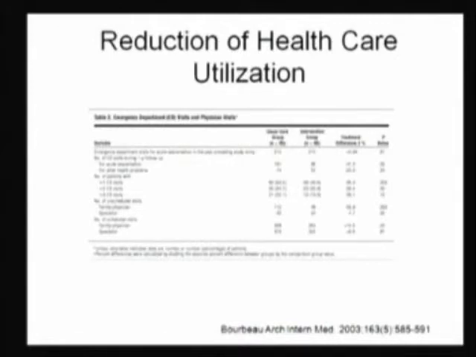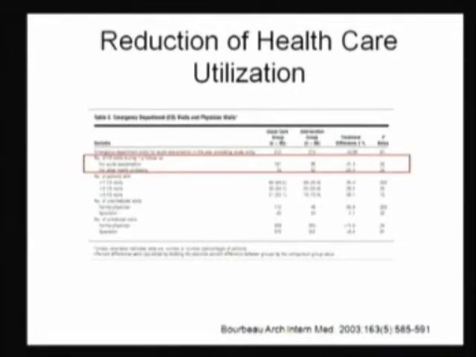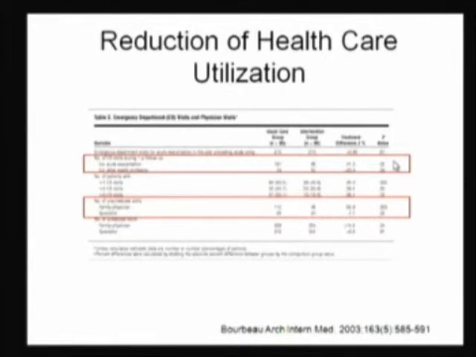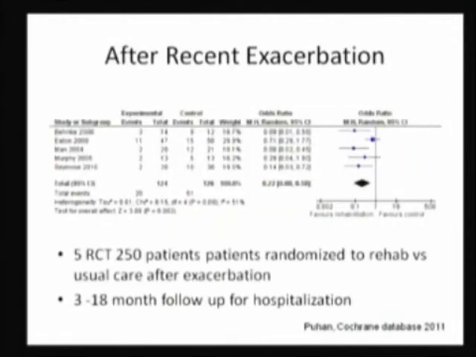The same study shows a more general reduction in healthcare utilization. We see that patients who were enrolled in pulmonary rehab had fewer ER visits for exacerbation, and the difference was statistically significant. They also had fewer unscheduled visits to family practitioners, so less utilization of healthcare resources.